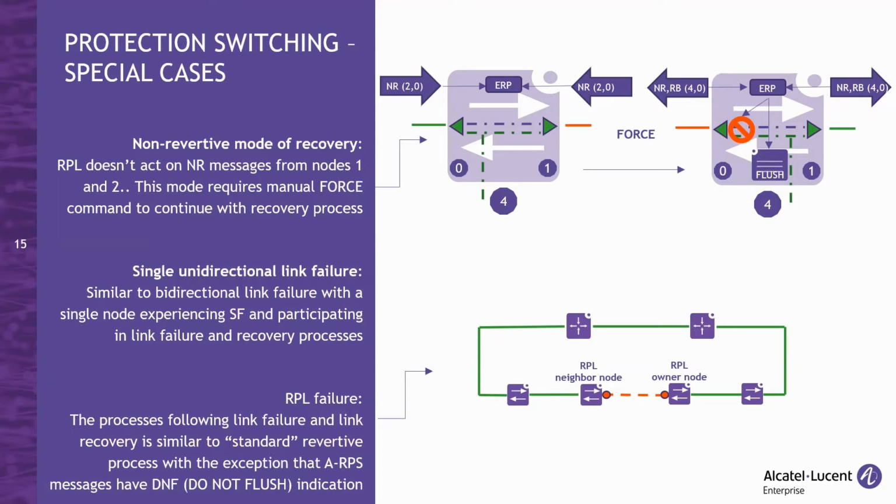Link failure can also occur at the RPL. In this case, the standard revertive process will take place, but without flushing the local forwarding database by nodes in the network, as the same link was blocked for traffic before the failure, so no changes in forwarding database filtering are expected. All RAPS messages in this case of RPL failure will use DNF, do not flush indication.